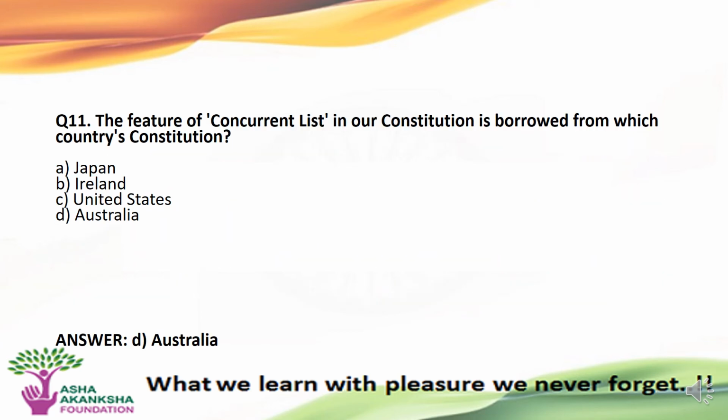The next question is, the feature of concurrent list in our constitution is borrowed from which country's constitution? Options are A. Japan, B. Ireland, C. United States, or D. Australia. The correct answer to this question is option D, that is Australia.